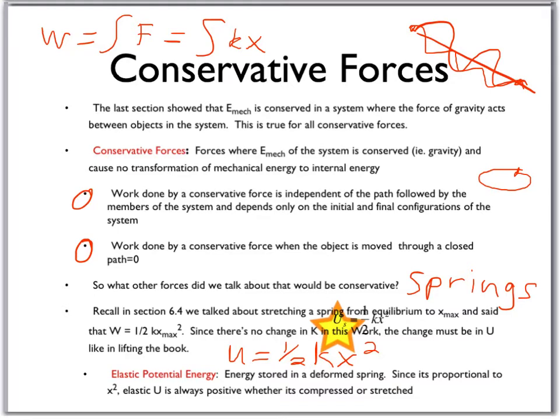There are many forms of potential energies. Any sort of energy that's being stored in some way would be considered potential. So it's not just gravitational potential, but there's also elastic potential and chemical potential. But that elastic potential is going to be the energy stored in a deformed spring. And since it is proportional to the x squared value, like you see in this equation that we completed here, that elastic potential energy is always going to be a positive value, whether you have a spring that is stretched or compressed.